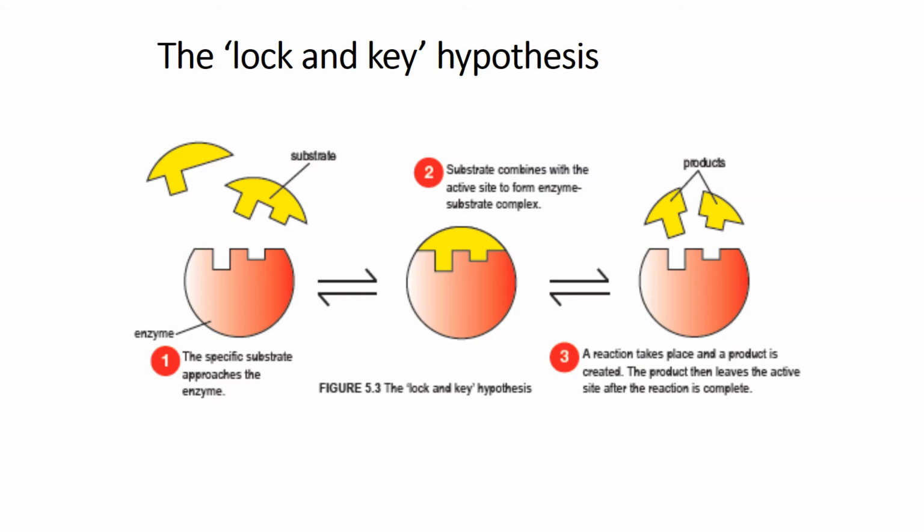Here is also another example of the lock and key hypothesis to help you understand this subtopic better. The first one, you see the diagram shows that the specific substrate will approach the enzyme, and then number 2 shows that the substrate binds with the active site to form the enzyme substrate complex. And the last one, the third, the reaction takes place. The reaction will occur and the product is formed. And then the product will leave the active site after the reaction is completed, and the structure of the enzyme still remains the same.